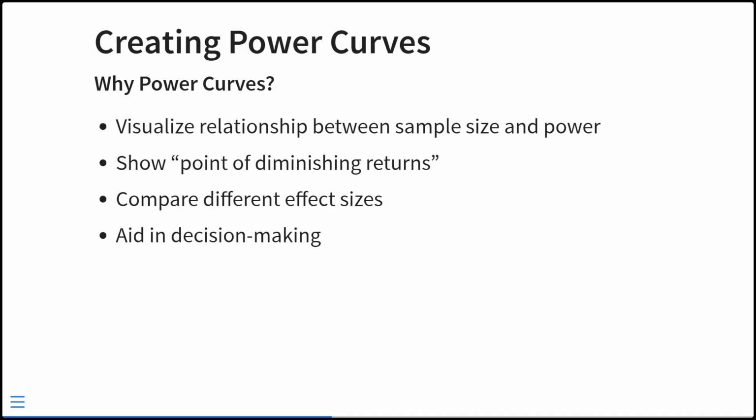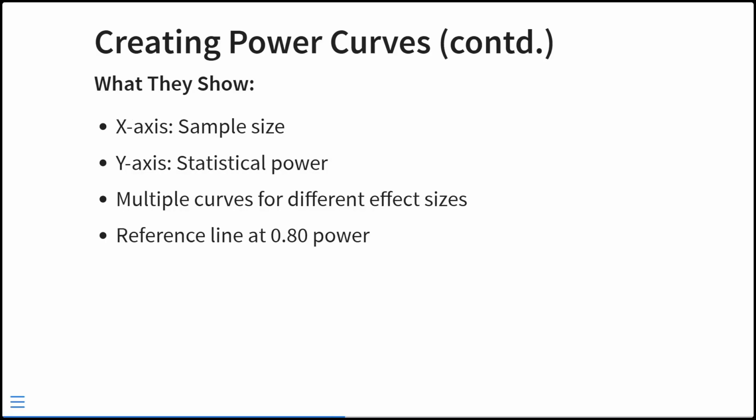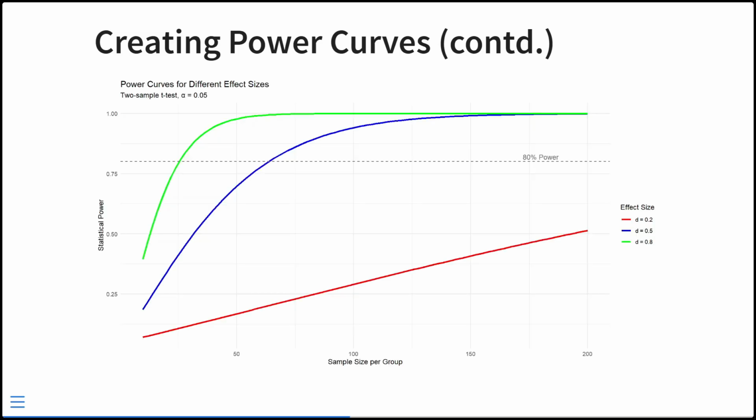So why do we use power curves? We usually use power curves to visualize the relationship between sample size and power, to show the points of diminishing returns, and also compare different effect sizes and also aid in decision making. So power curves usually have x-axis as sample size, then y-axis statistical power. So we have multiple curves for different effect sizes and the reference line at 0.80 power. So in your power curve that I showed earlier, you see that the x-axis is the sample size, the y-axis is the statistical power. You can have multiple curves for different effect sizes. But the reference line is usually at 0.80 power.